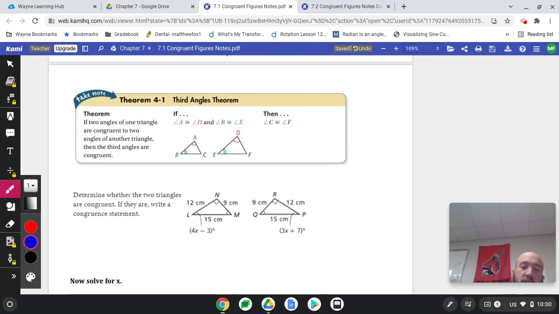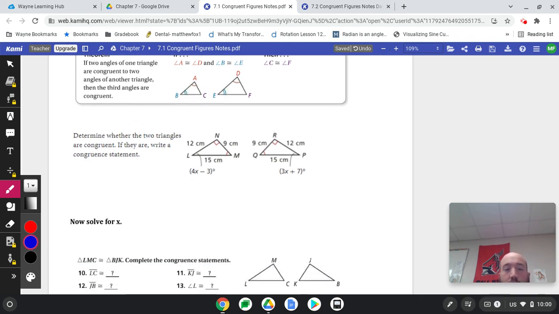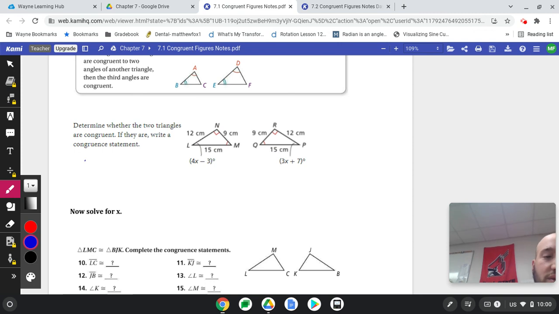Okay, the next thing we want to talk about, going along with that, since every triangle adds up to 180, the third angle theorem basically tells us if A and D are the same and B and E are the same, then C and F have to be the same. That will always be the case. So here it says, determine whether the two triangles are congruent. If they are, write a congruence statement. So N is a right angle, so R, those match up. M and Q each have one arc. L and P, even though there's no markings, we know based on that third angle theorem, they have to be the same. Likewise, 9, 9, 12, 12, 15, 15. So we are good. They are the same. We can write our congruence statement.